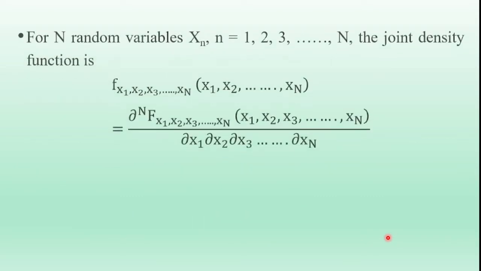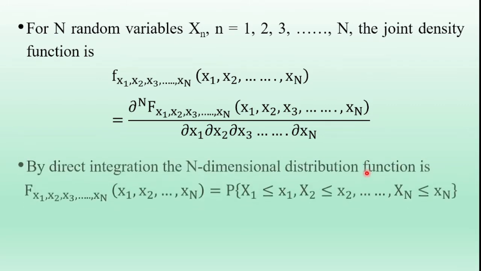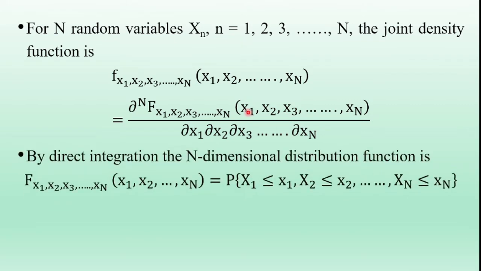Similarly, for n random variables X1, X2, X3 and so on up to Xn, the joint probability density function is given by small f_X1X2...Xn(x1, x2, x3, ..., xn), which equals the nth derivative, ∂^n by ∂x1 ∂x2 ... ∂xn, of capital F_X1X2...Xn(x1, x2, x3, ..., xn). So the density function is equal to the derivative of the distribution function.